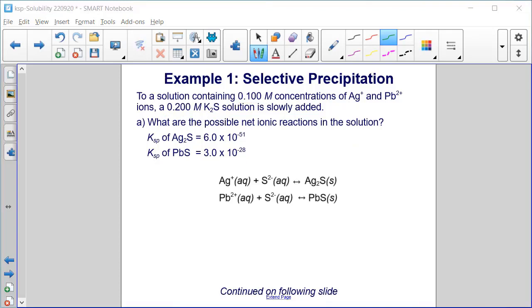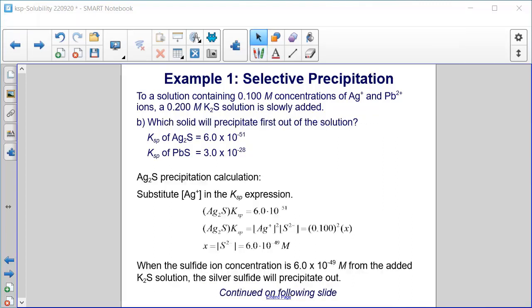All right, so these are both insoluble. They will form precipitates, given these very, very small KSP values, and also what we know from our solubility rules. So the possible net ionic reactions will be between the silver ion and the sulfide ion added from the potassium sulfide solution to form silver sulfide, and the precipitation that occurs between lead 2+ and the sulfide ion to produce lead 2 sulfide solid.